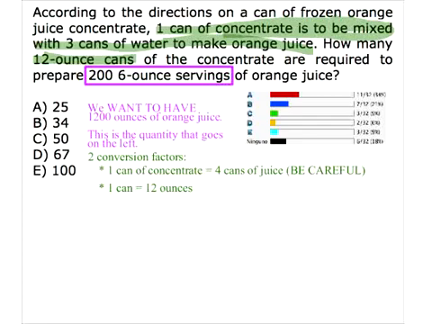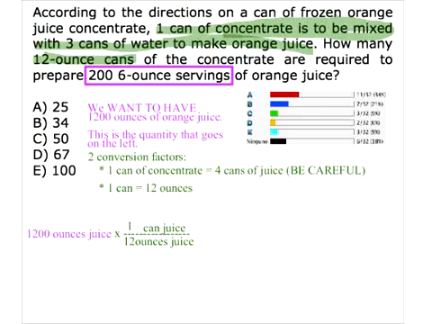So once we figure these things out, we can set the problem up. It's 1,200 ounces of juice. So make sure you don't just write ounces. It's ounces of juice times, we'll get that in a second. 1,200 ounces of juice times. We want to get rid of ounces, so ounces of juice has to go on the bottom, which means can of juice goes on the top. So 1 can of juice is 12 ounces of juice.